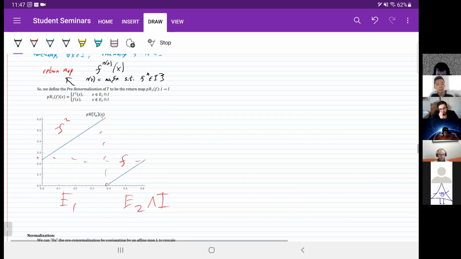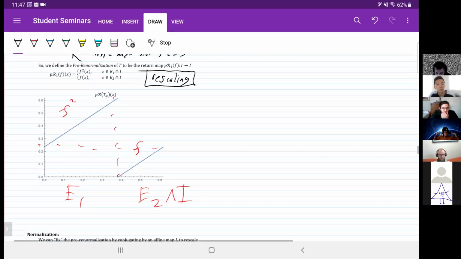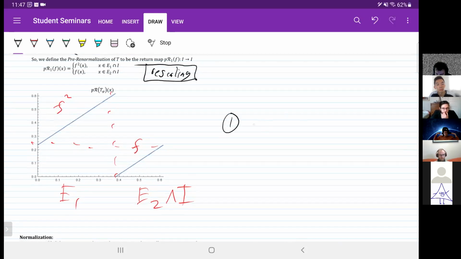So by the way, in terms of what I was talking about earlier, this is the rescaling. Now what I need to do is normalize. There are two differences. One is the obvious one: the domain is smaller. I started with maps on [0, 1]. This is not a map on [0, 1]. It's a map from 0 to 0.618. So I need to make the domain bigger.